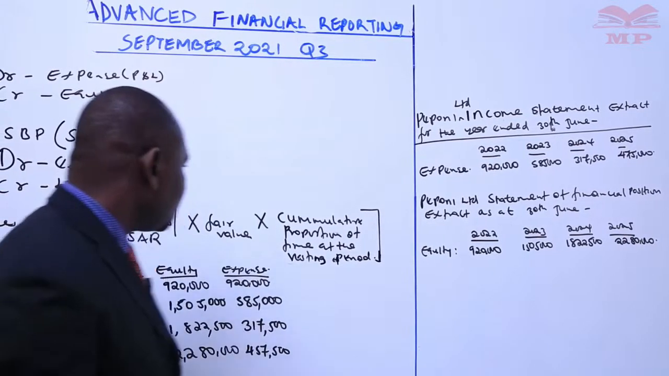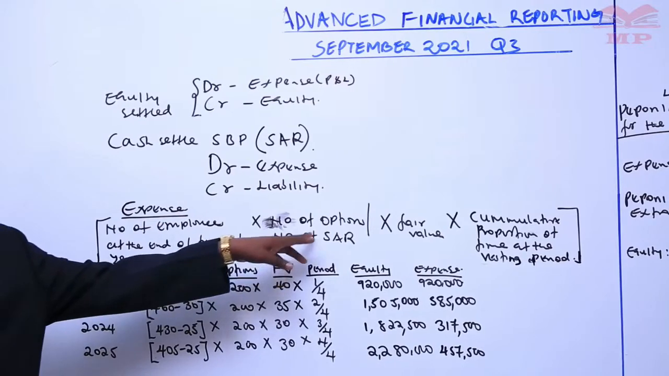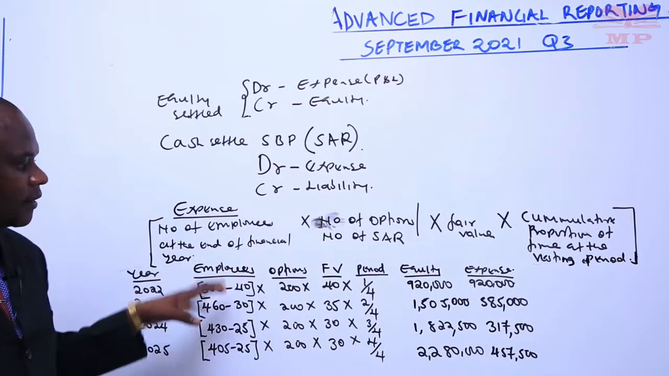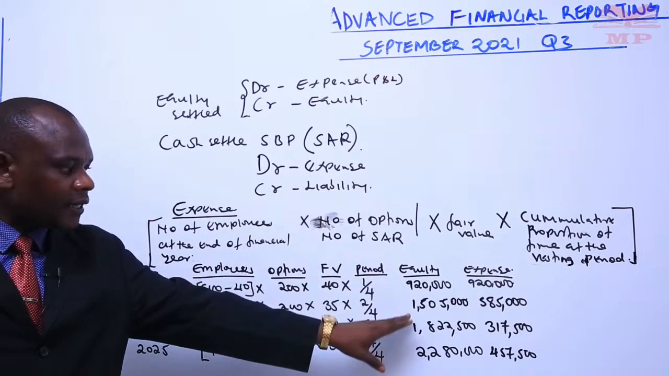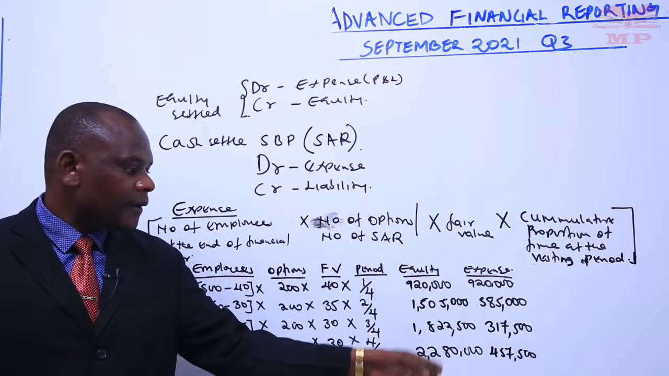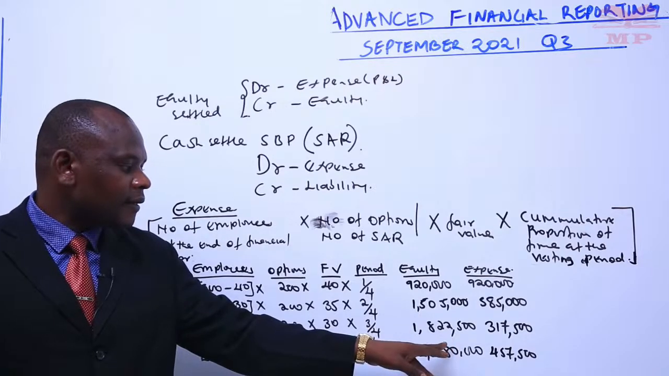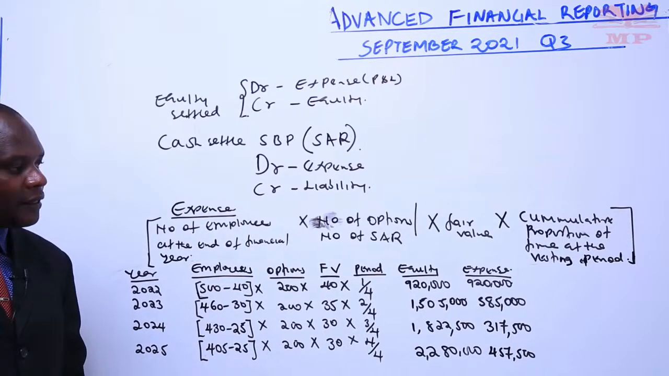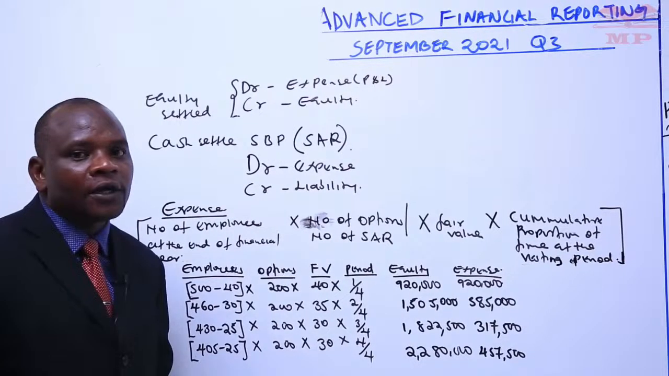Once you understand how to utilize this formula I've given you for both options and share appreciation rights, that is for cash settle, then you simply apply and get your equity, which is accumulated, and then expenses you're supposed to account for that specific financial year by deducting the previous equity from the preceding equity balance to get the expense for that specific financial year. That is the end of question 3.